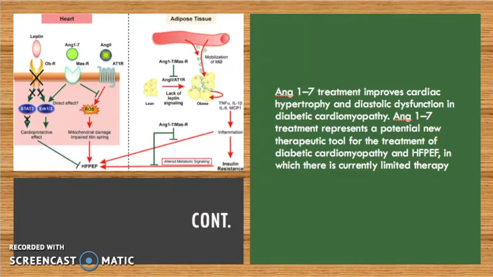Ang 1-7 treatment improves cardiac hypertrophy and diastolic dysfunction in diabetic cardiomyopathy. Ang 1-7 treatment represents a potential new therapeutic tool for the treatment of diabetic cardiomyopathy, in which there is currently limited therapy.